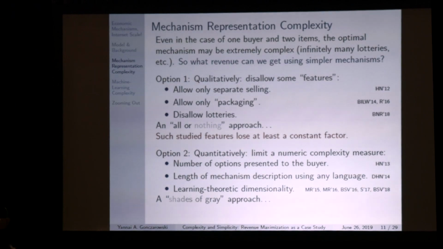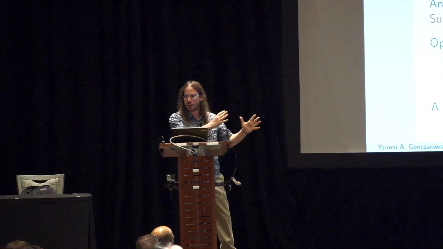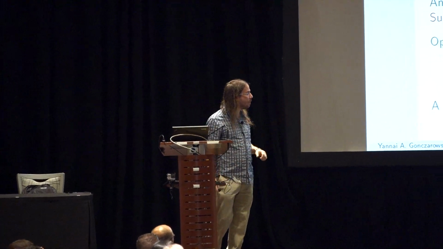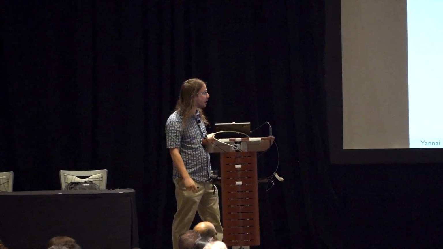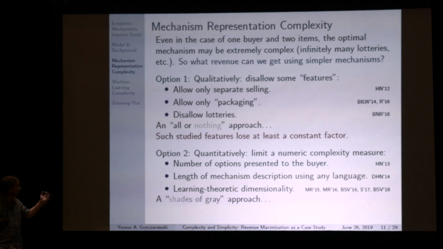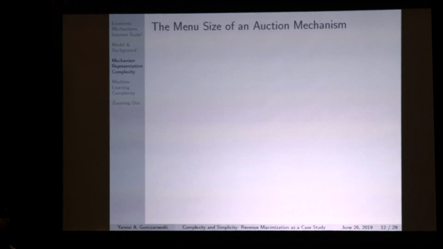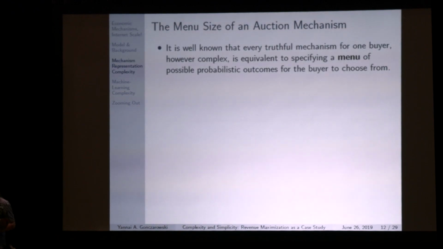There have been a number of complexity measures floating around: either the number of options presented to the buyer, I kind of framed you for this till now; the length of the mechanism description in some given language or in any mechanism specification language; a lot of very interesting work on learning theoretic dimensionality. And in the first part of this talk, we're going to talk about the first measure, which is arguably the simplest one, the number of options presented to the buyer. So it was well known that if we have only a single buyer, we're going to have a single buyer for the next few slides.